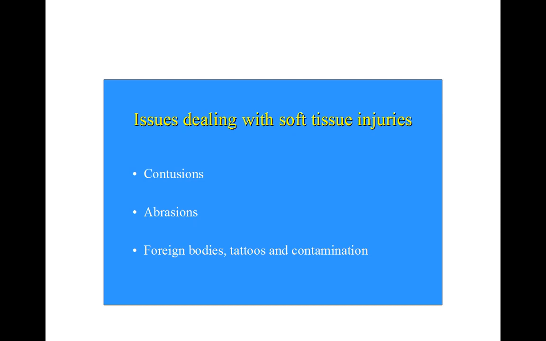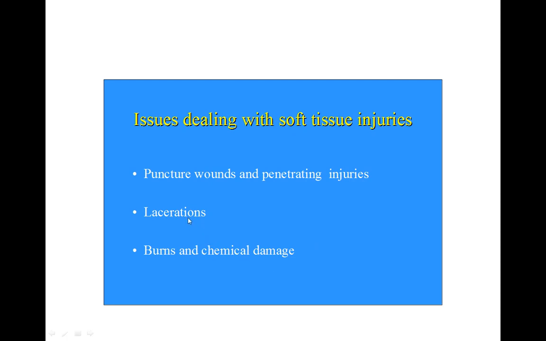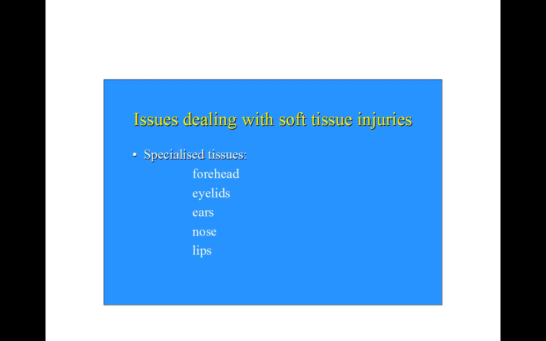What are the types of injuries? Contusion, abrasion, foreign bodies, tattoo, and contamination. Also, puncture wounds and penetrating injuries, lacerations, burns, and chemical damage. All these lead to unpleasant scar formation and also an ugly look. So it's always mandatory to suture in the right way to avoid maximum scar formation.